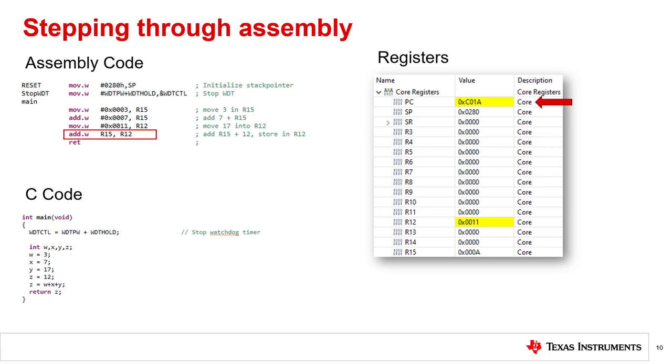Going on to the next instruction, we have another add. This instruction adds R15 to the value inside R12. When we execute this line, the value of R12 is now updated to hex 1B. This is equivalent to 27 in decimal. The program counter is also once again updated.